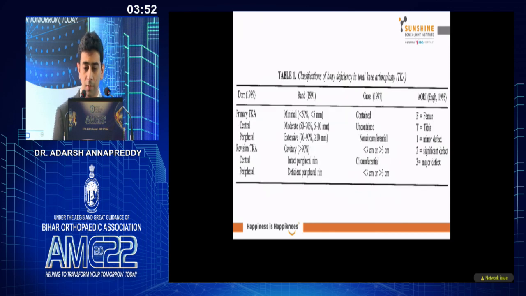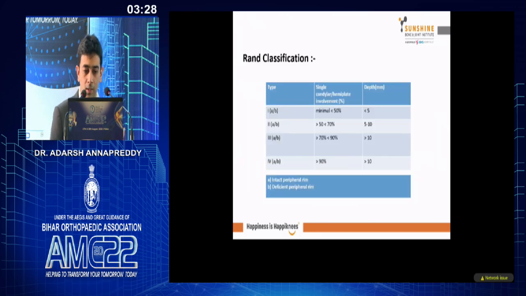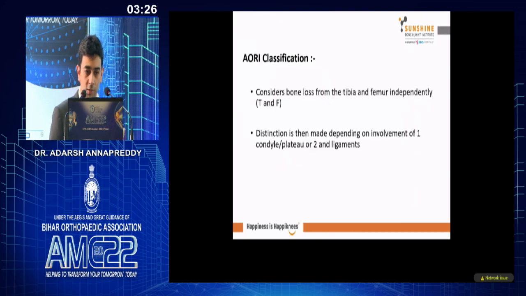If you see all the main classifications side by side, Rand classification is the simplest one. You see how much of deformity is there, how much of defect is there, less than 5 mm, 5 to 10 mm, and more than 10 mm. Gross classification is contained or uncontained, and the AORI classification is F or T depending on whether femur or tibia, and then again 1, 2, 3 depending on the amount of the defect over there. So I'm not going to go into too much detail over here.